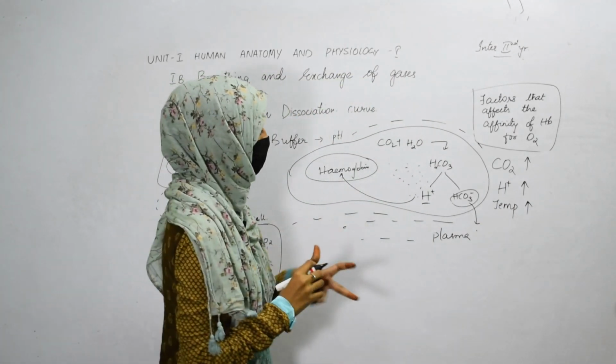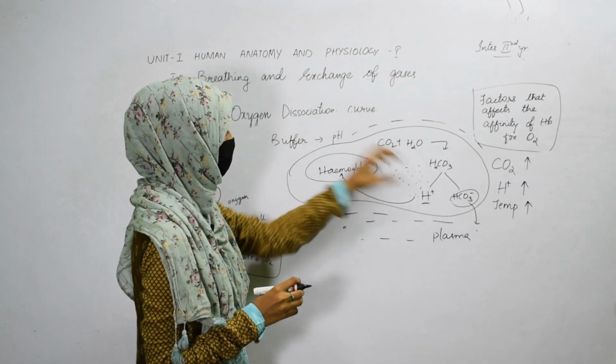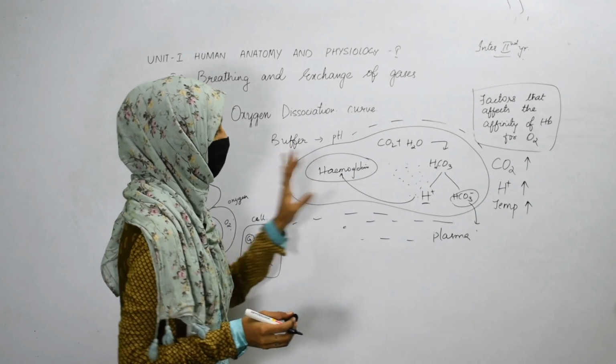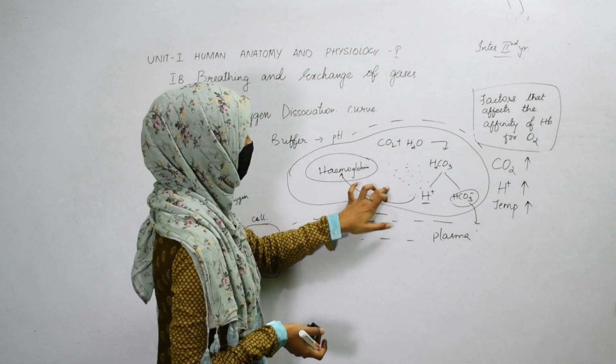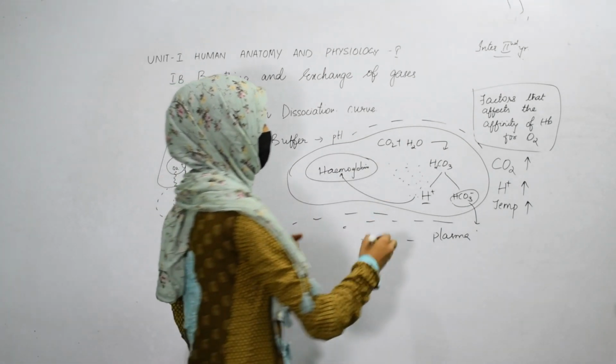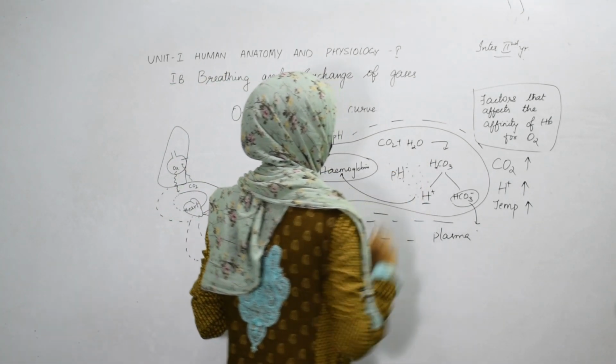So in this way, as they are moving into the plasma and as they are moving towards the hemoglobin, the positive and the negative ions are present in an equal amount inside the cell. So it helps in maintaining the pH of the cell.